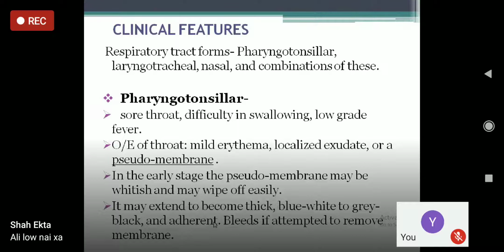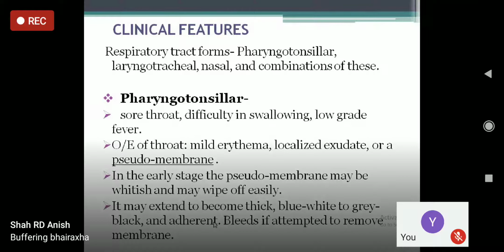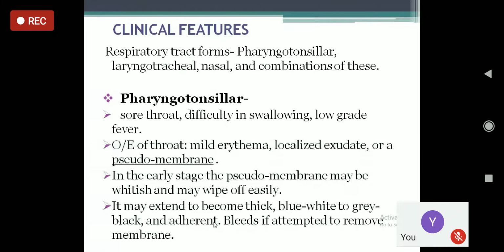ENTs will be using tongue depressors, and it may extend to become thick. So slowly, in later stages, this pseudomembrane will become very thick, and it will change in color also. From whitish, it will turn to blue white to grayish black. Now they become adherent. They will adhere strongly to the mucous membrane. Now you can't wipe it off easily. If you try to scrape it off, it will start bleeding because it is adherent to the mucous membrane.